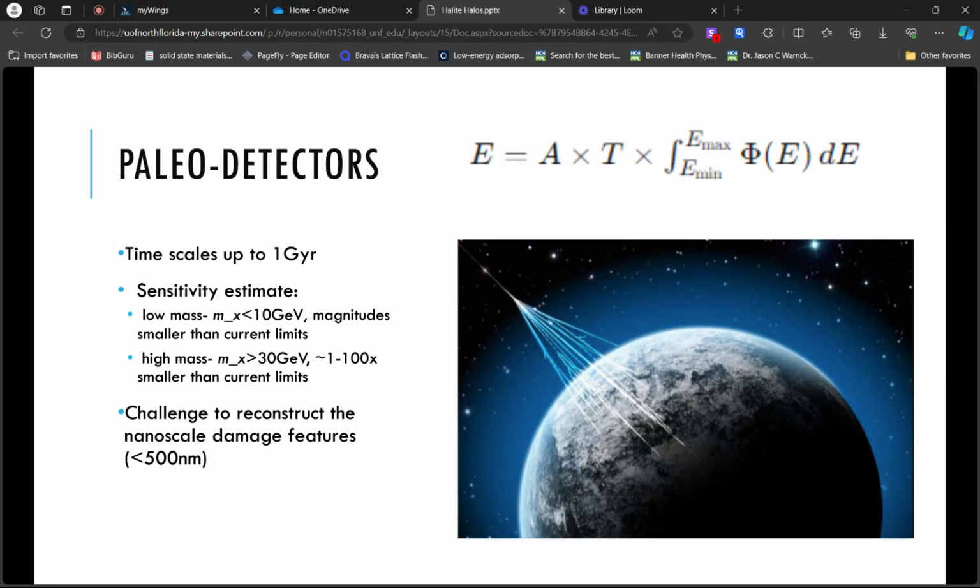And the concept is we're taking these minerals and rocks and other things from the Earth, and we are going to analyze the interactions these particles have had with them over the past billion years.